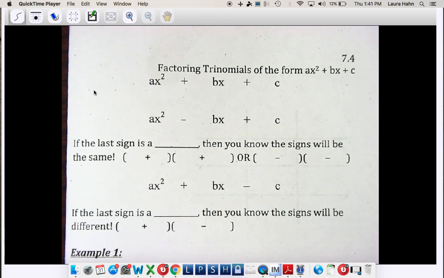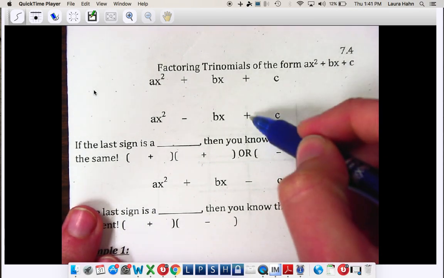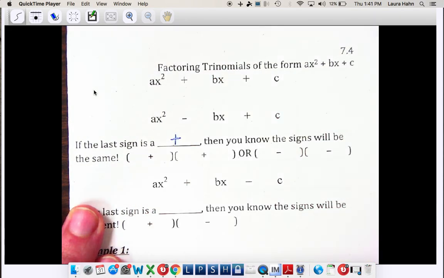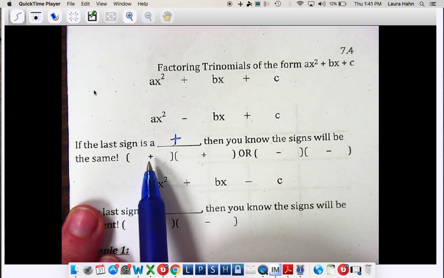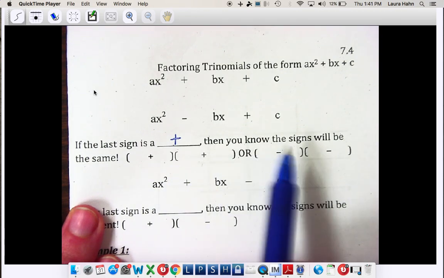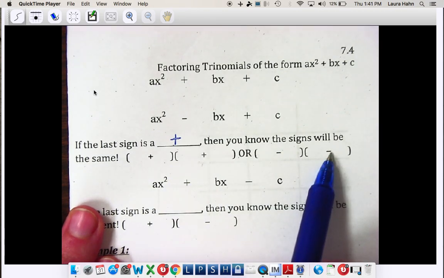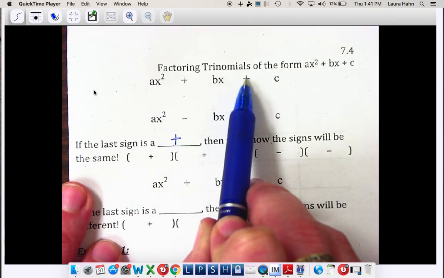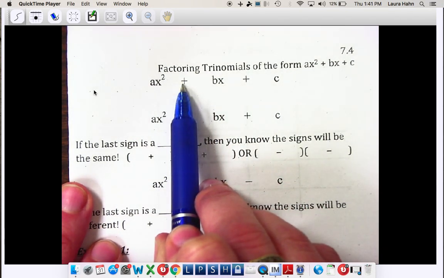So real quick before we begin, this is something that I find helpful when I'm factoring: I always look at the last sign. If you see that your last sign is a plus sign, then you know your signs are going to be the same. So when you're factoring, it's either going to be a plus and a plus, or a minus and a minus. And the way you can tell is by looking at the sign in front of it. So I know that they're going to be the same, and I know that they're going to be both pluses if it looks like this.